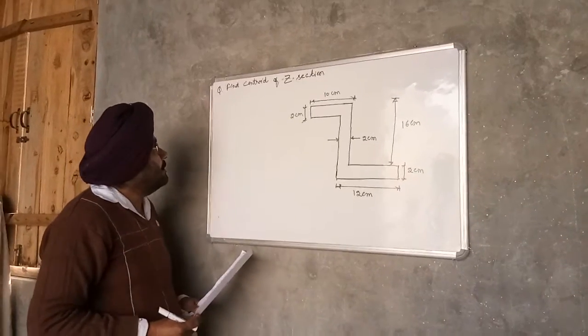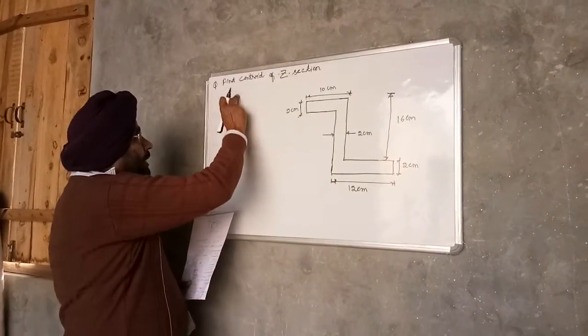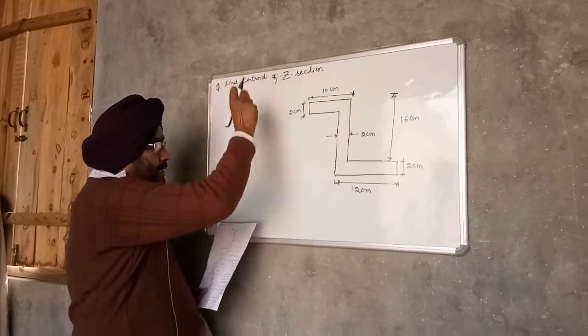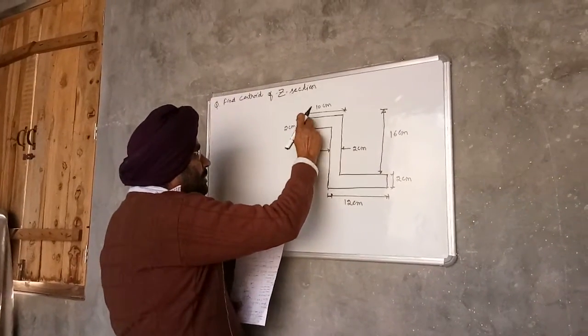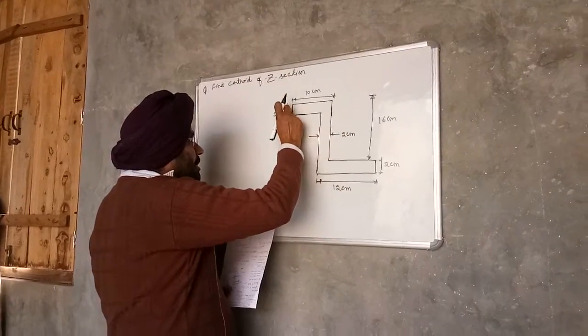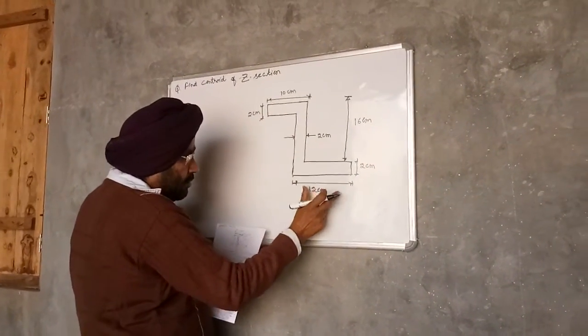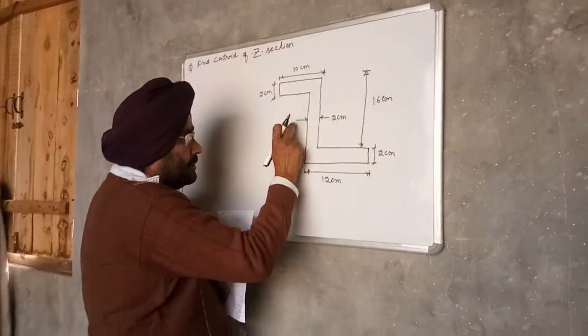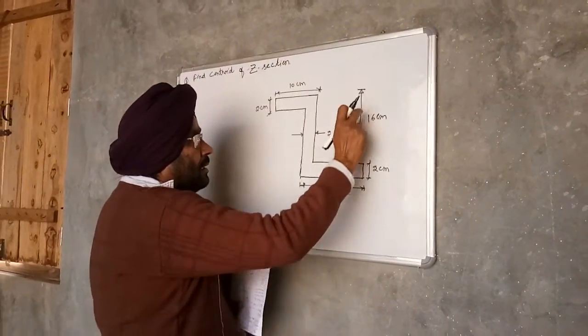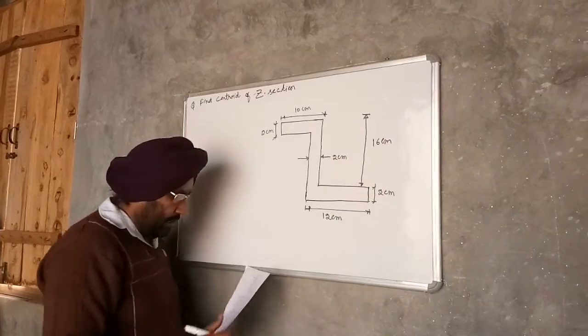So dear students, the second question is: find the centroid of the Z section. The figure is as shown in this figure. This dimension is 10 centimeter, this is 2 centimeter, this is 12 centimeter, this is 2 centimeter. Again this thickness is 2 centimeter and this is 16 centimeter.